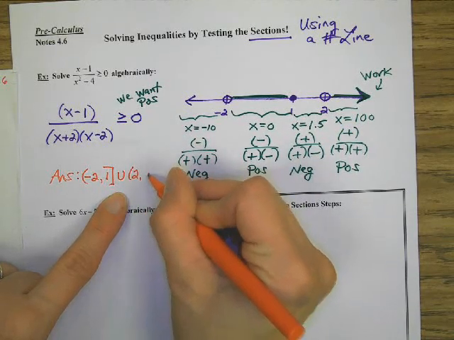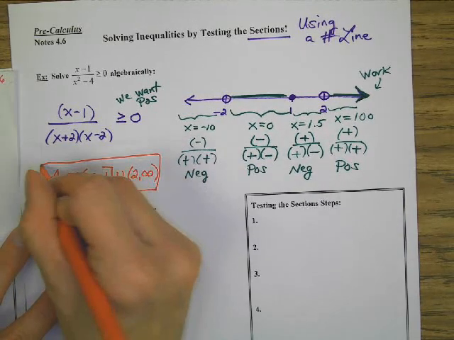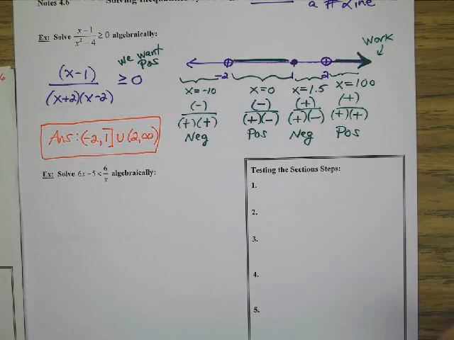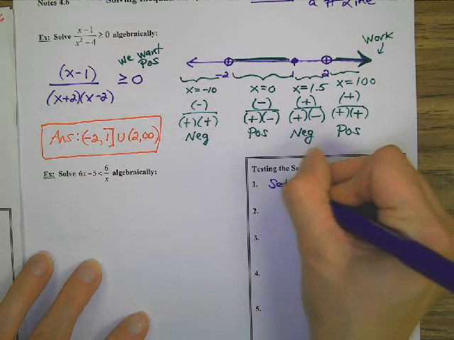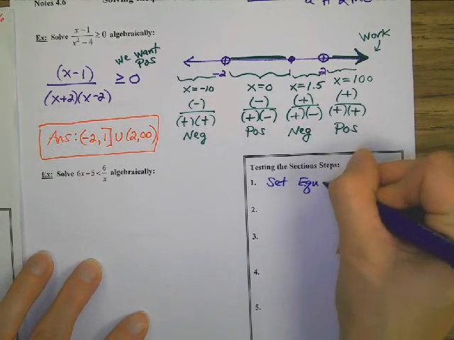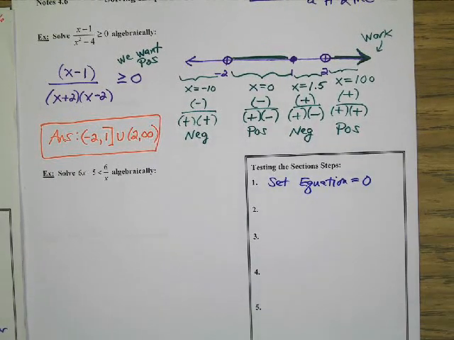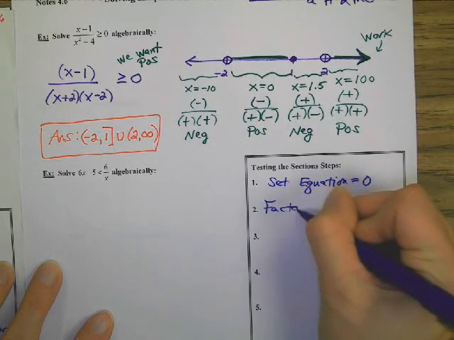Okay. What I'm going to do now is write down the steps for testing the sections that you should follow for all the problems that are rational like this. So the first thing you're going to do is set the equation equal to 0. If the equation isn't already 0 on one side, move everything else over. Okay, step 2 is to factor completely. Factor completely. Okay, so you get your critical values.